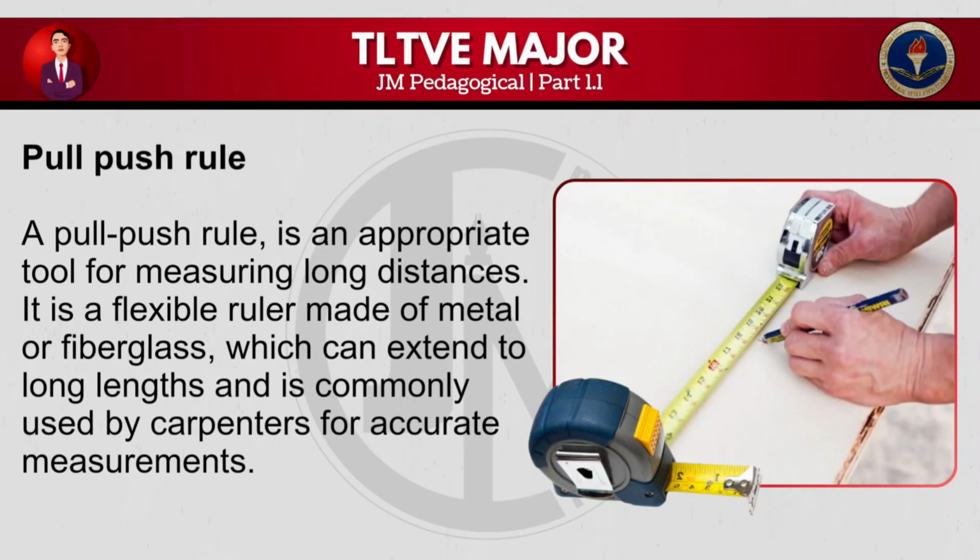A pull-push rule, also known as a tape measure, is an appropriate tool for measuring long distances. It is a flexible ruler made of metal or fiberglass which can extend to long lengths and is commonly used by carpenters for accurate measurements.